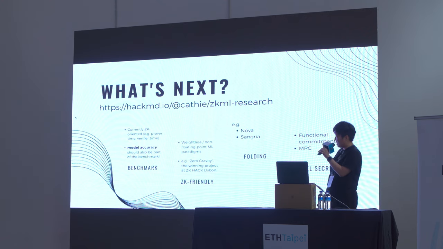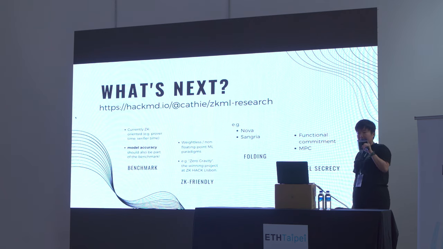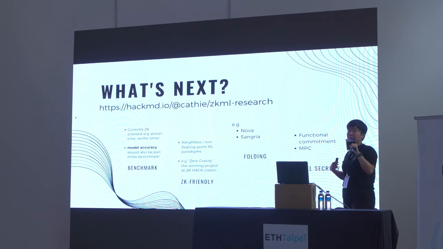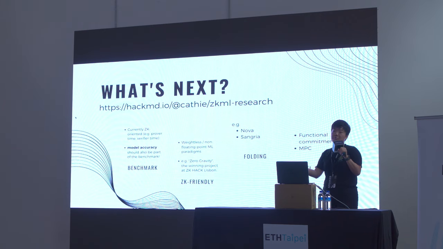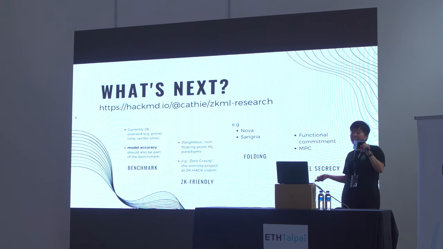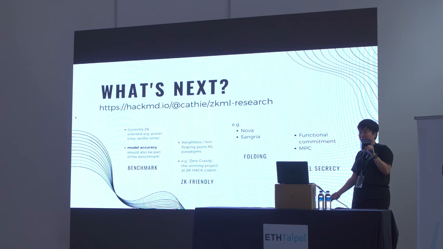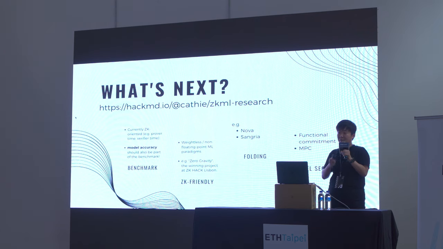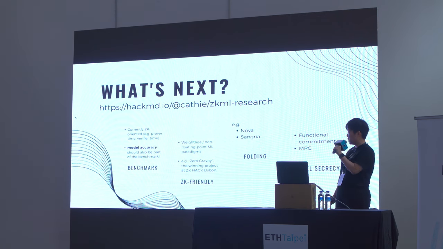The second direction is ZK friendliness. ZK friendliness is basically, while we know floating point isn't ZK friendly, is there any other machine learning paradigm that will make it more ZK friendly? So there is. In fact, if you go back to the literature in the 70s, there are a lot of models using integer weights, right? They have all been taken over by neural networks because neural networks are so powerful. But it's not saying that for some use cases, for example, for identifying fingerprints, an integer model is actually very powerful. So identifying ZK-friendly models could be one direction as well.